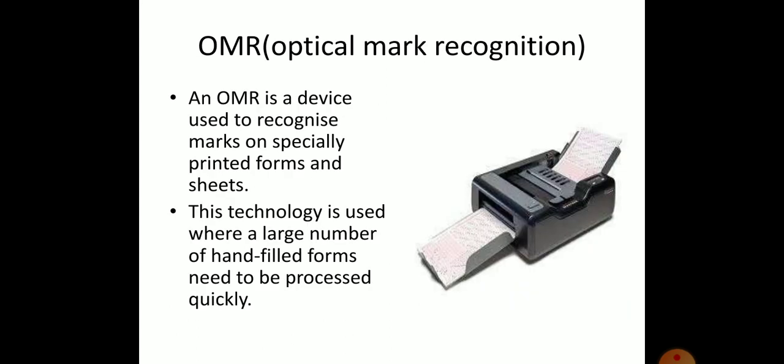Next input device is OMR, that is optical mark recognition. An OMR is a device used to recognize marks on specially printed forms and sheets. This technology is used where a large number of hand-filled forms need to be processed quickly.